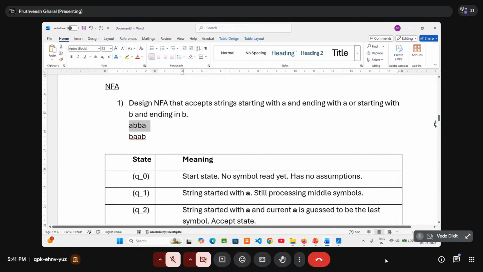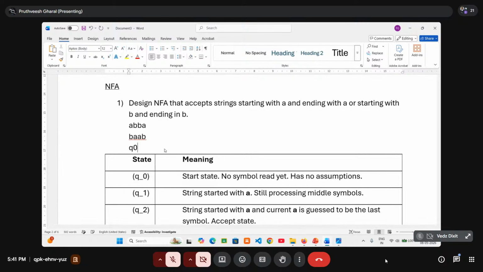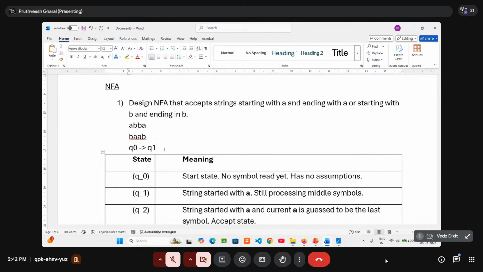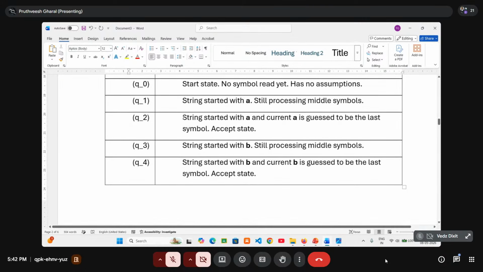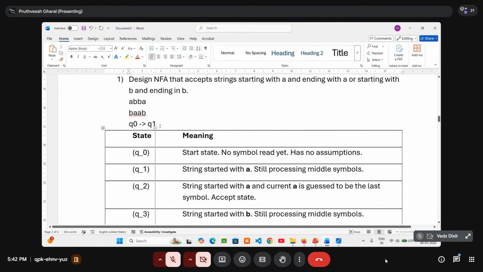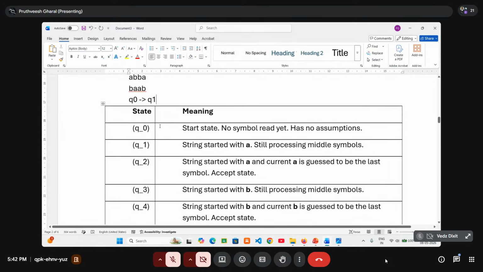When it reads an A, it will move to the state Q1. That does not mean that it has read all of the symbols. We only know that it has encountered an A, so we tell the finite automaton to move to state Q1. Now the automaton is in state Q1.